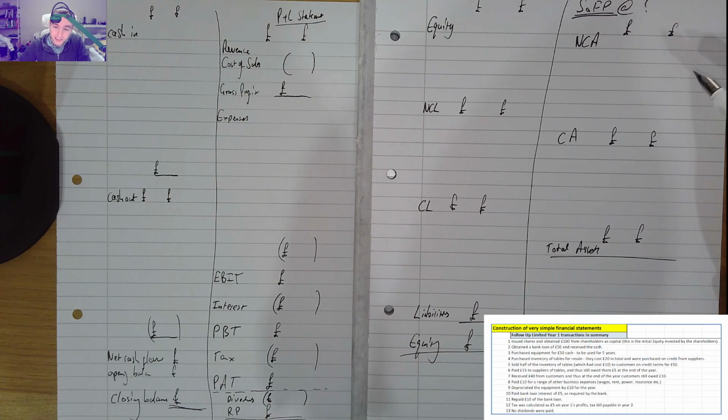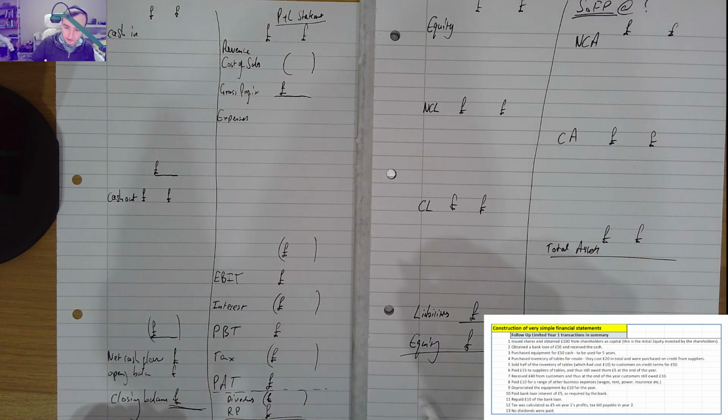So number one, issued shares and obtained £100 from shareholders as capital. This is the initial equity invested by the shareholders. So we're even given the clue that that's equity, but we should know that. Okay, so issued shares and obtained £100 from shareholders as capital.